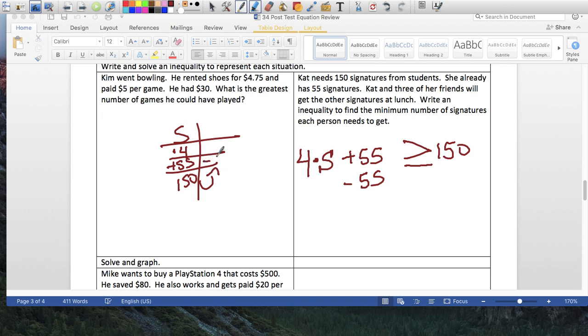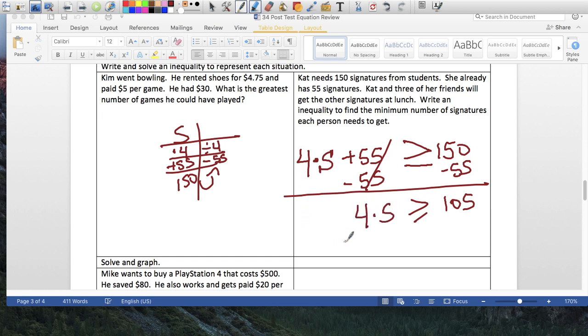Going backwards, we're going to do minus 55 and then divide by 4. So they already had 55 signatures, right? Which means they don't really need 150. They actually need 105 signatures. So we have 4 people getting signatures. So let's find out how many signatures each of those 4 people need. Divide by 4.